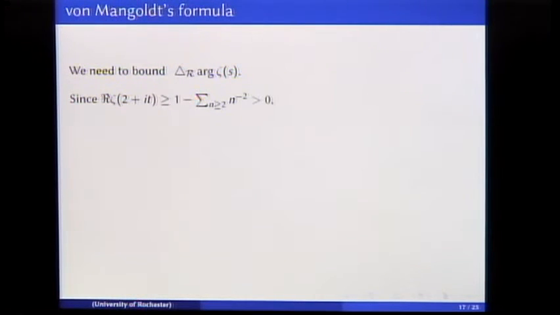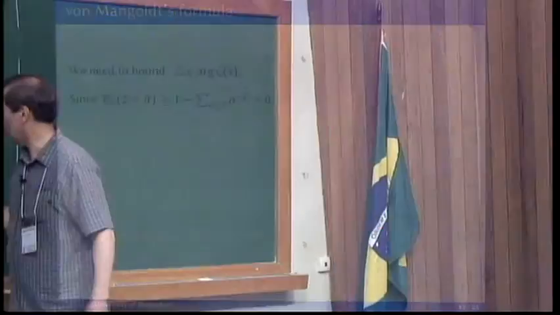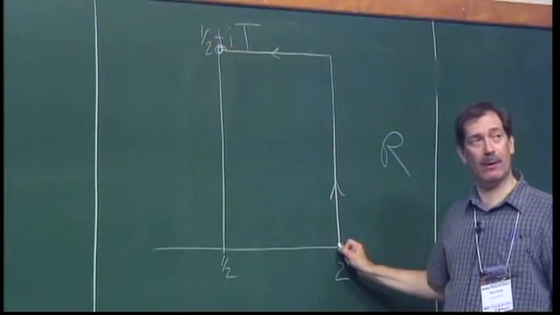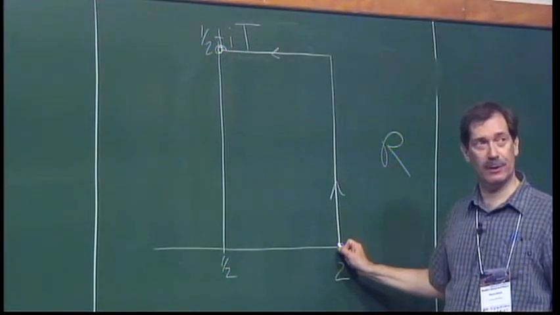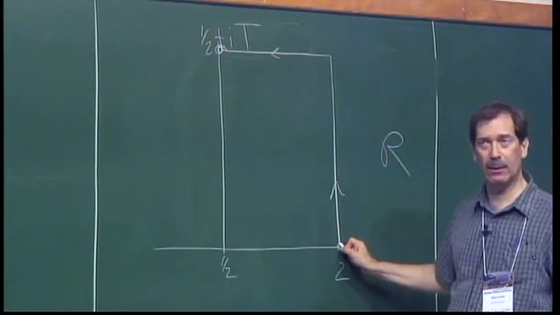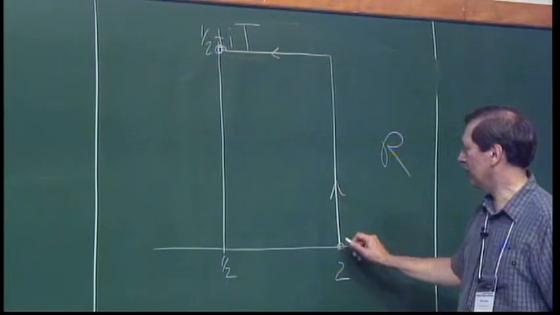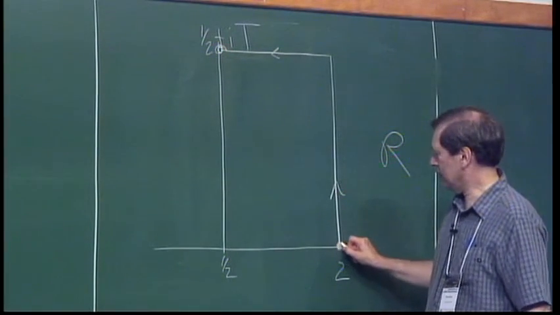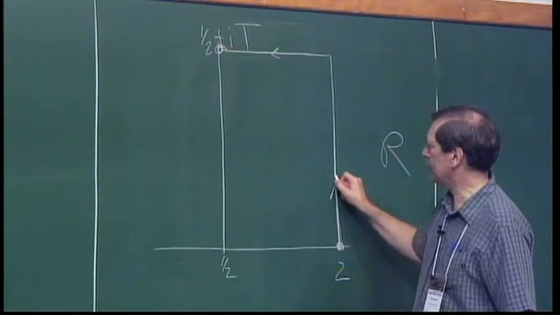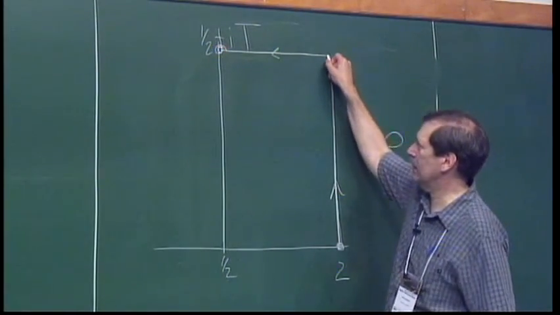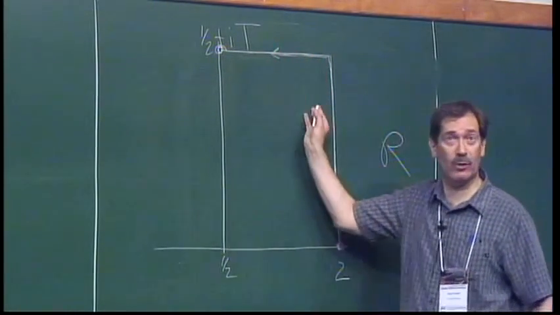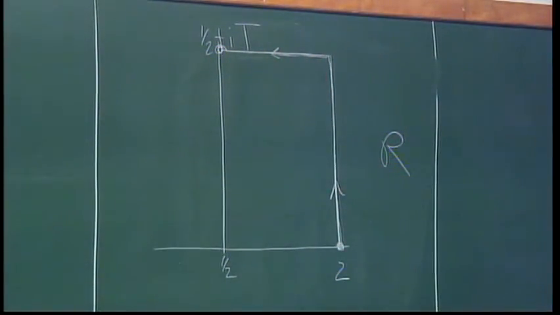Now, this is R again, and we want the change in argument of zeta. We'll start with a value of argument equal to 0. Remember, zeta is positive at 2. So we'll assume we're starting at a value 0, and then we watch the argument change continuously as we go along here. There's nothing to interrupt the continuity. There are no zeros of zeta or pole on R.